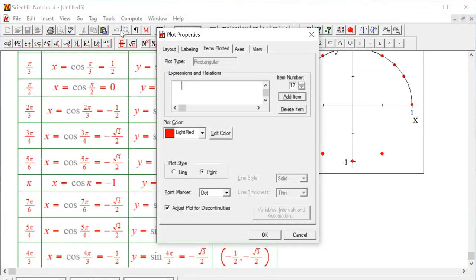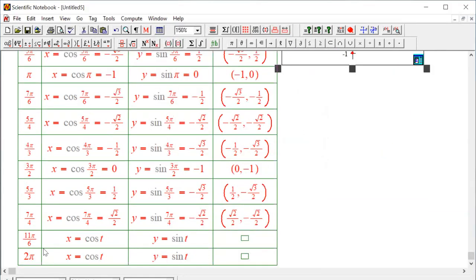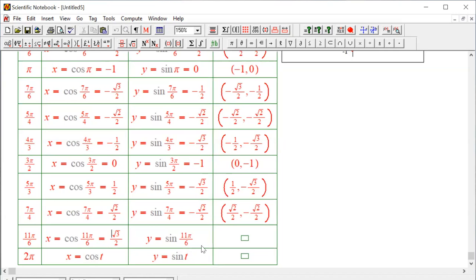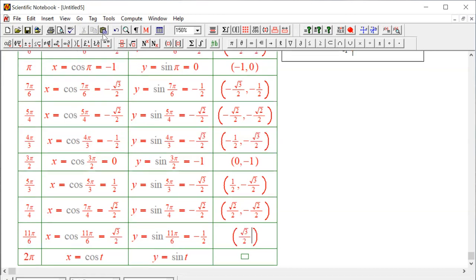We're almost there. So point by point, we're doing it. It's not that hard, is it? You can do it too. So please do it. And this time, for 11 pi over 6, cosine is going to be √3 over 2, and sine is -1/2. So we got our point: √3 over 2, -1/2.